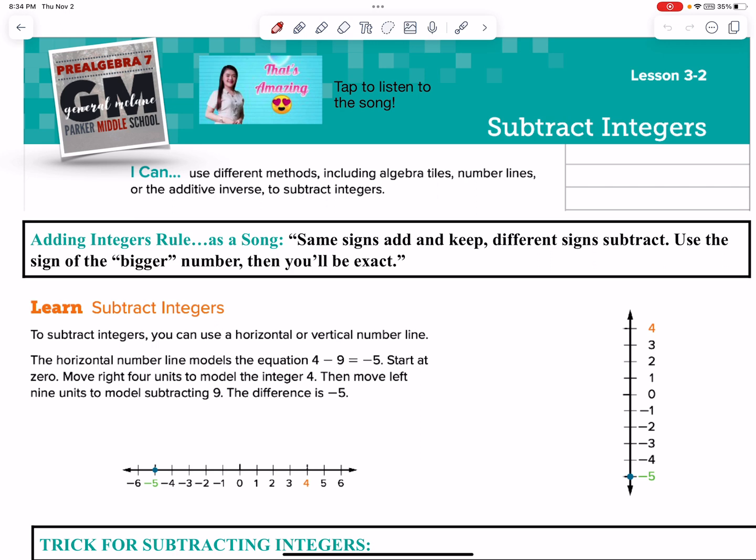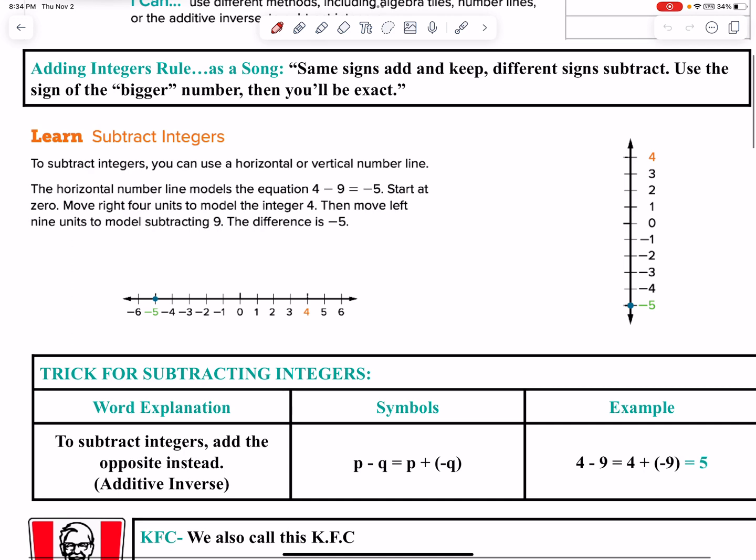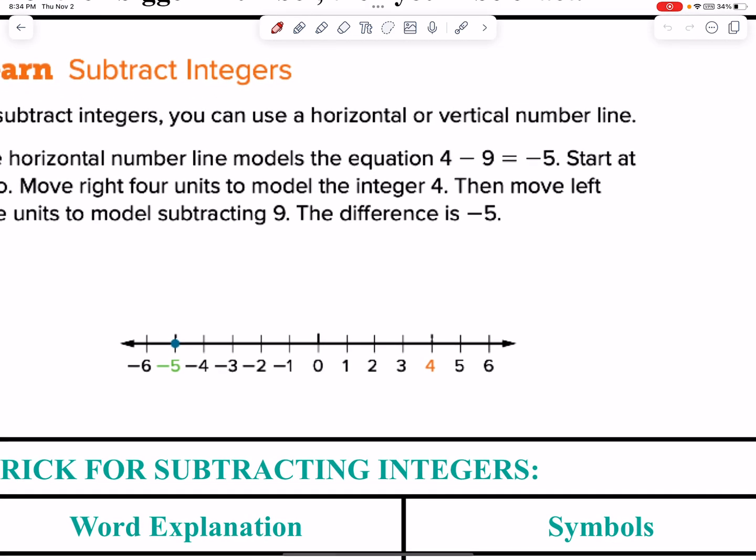So we're going to be subtracting integers. We don't really subtract integers. We're going to add the opposite instead using a little trick we call KFC. But anyway, let's go ahead and get into it. So subtracting integers, obviously, we want you to understand subtracting integers on a number line.